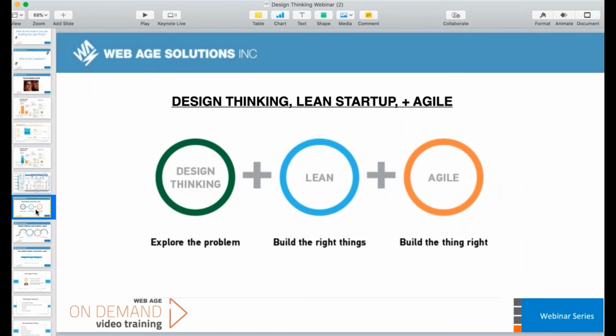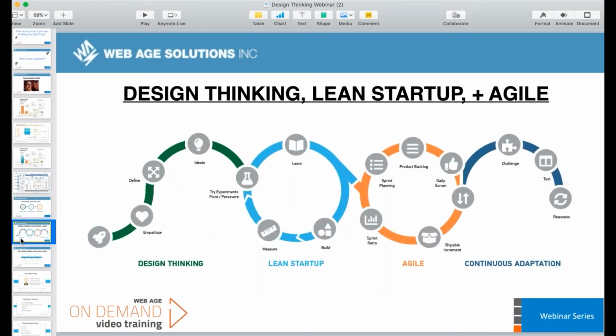Design thinking dovetails neatly into the already predetermined practices that we use in an Agile framework, right? Design thinking is the process where we explore the problem. Then we move into a lean startup mentality, where we decide: are we building the right thing, and is it feasible? And then the last thing we do is we build that thing.